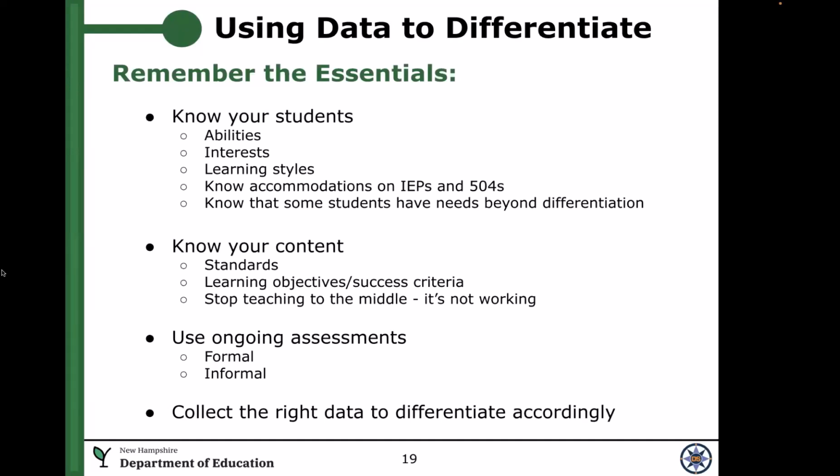So we just want to remember some of the key essentials. We really need to know our students, their abilities, their interests, their learning styles, and if they're students who are on IEPs or have a 504, what accommodations or modifications they might require. And then know that some students have needs beyond differentiation, what those are, so we can address them.